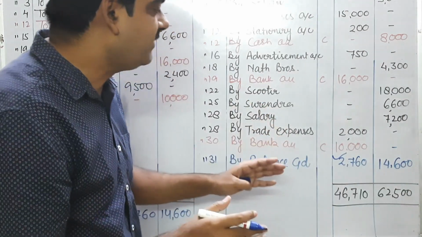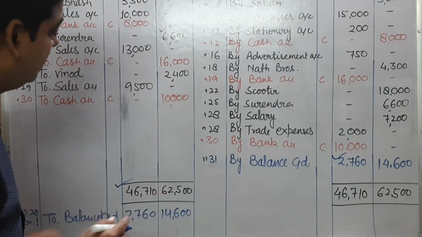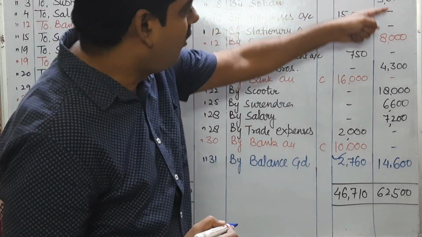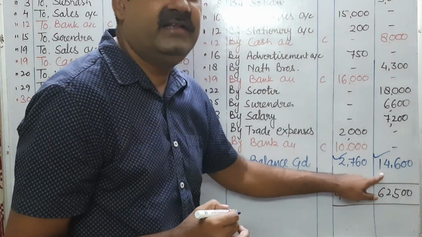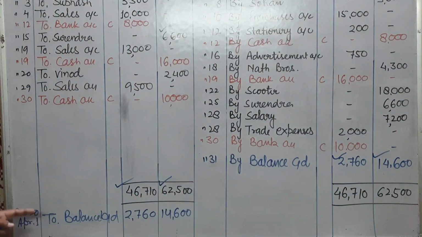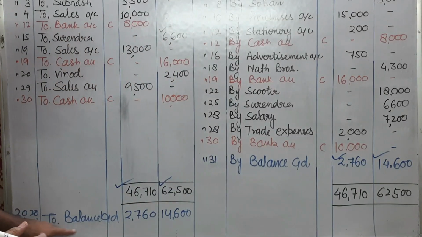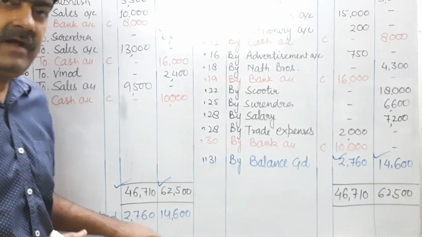Okay. Now same calculation we will do with bank balance. So we will take total of bank, that will come 62,500, and out of 62,500 we will deduct all the payments of bank, and finally our closing balance of bank will come 14,600. And always remember one thing, these closing balances will be transferred to next month on first date, that is April 1, and these balances will be treated as opening balances of next month. So we will write in debit side to balance brought down 2,760 and 14,600. Okay, thank you very much.